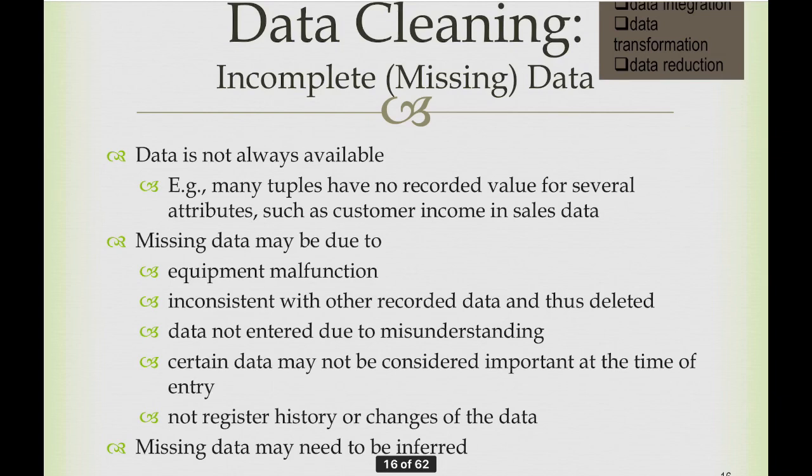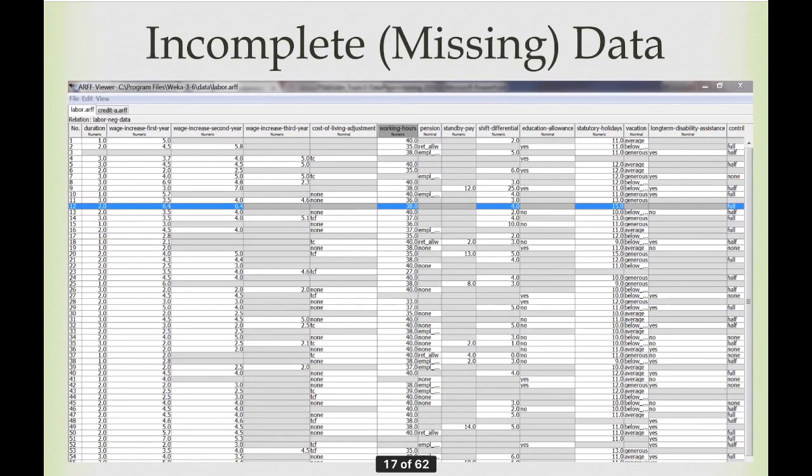And then missing data may need to be inferred. Bila data tu kosong, kita nak masukkan dalam model, we need to infer the data. What is the value that we have to replace it with? So this is an example of incomplete or missing data, yang the one with grey boxes is missing lah. Okay.